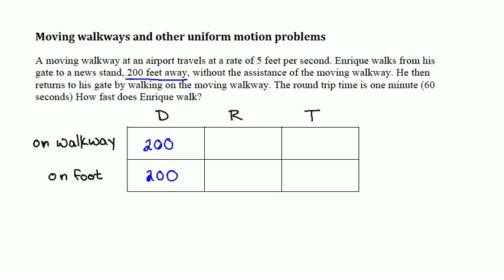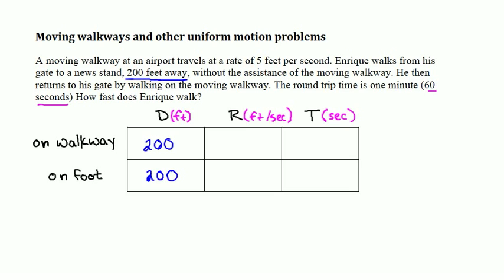So it's important to note here that my distance is in feet, as I indicated, 200 feet. My rate is in feet per second, which means my time needs to be in seconds. And because the time needs to be in seconds, we gave a little hint in the problem saying that if this round trip time is 1 minute, we really should think of that as being 60 seconds.